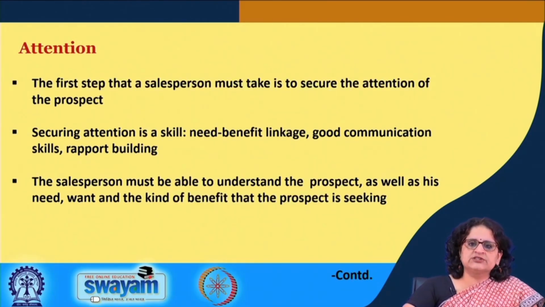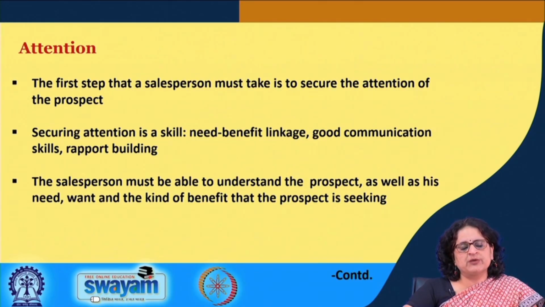So, let us discuss these 5 stages one by one. The first stage is the stage of attention. Now, here the salesperson must ensure that he is able to secure the attention of the prospect. Now, securing the attention of a prospect is again a skill. It is something which is a very, very essential part of the selling process, and how a salesperson would be able to secure attention would depend upon several things.